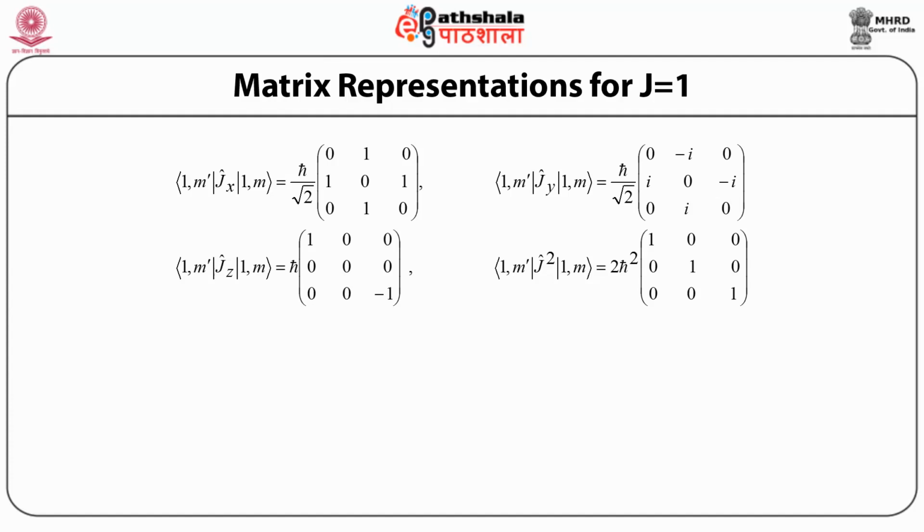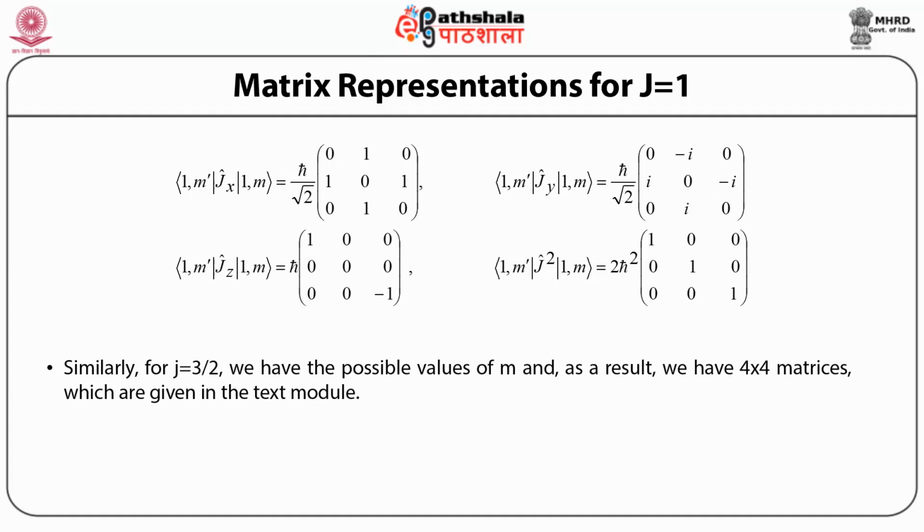The matrix representation of operator Jz in the basis spanned by the eigenket 1m is equal to ħ into a 3 cross 3 matrix with first row being 1, 0, 0, second row being 0, 0, 0 and third row being 0, 0, minus 1. The matrix representation of operator J square in the basis spanned by the eigenket 1m is equal to 2ħ square into a 3 cross 3 identity matrix.